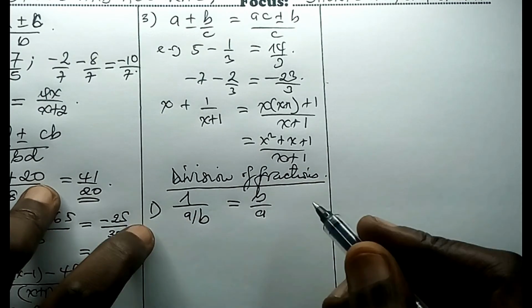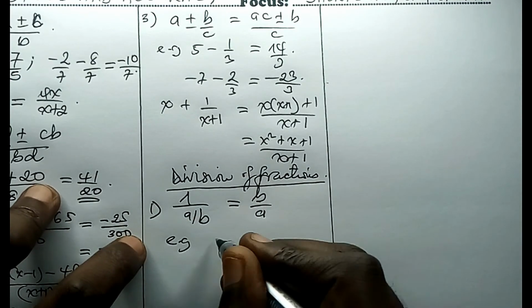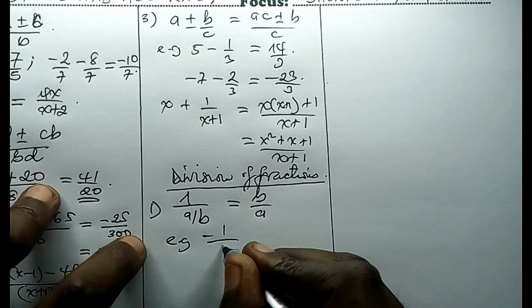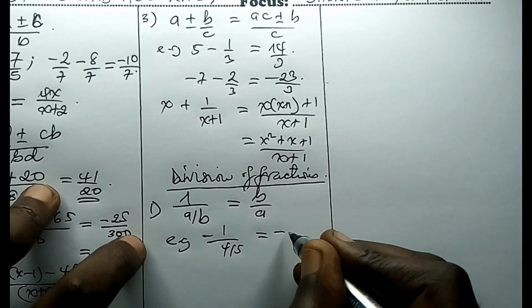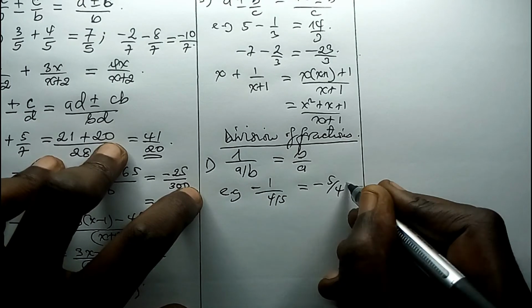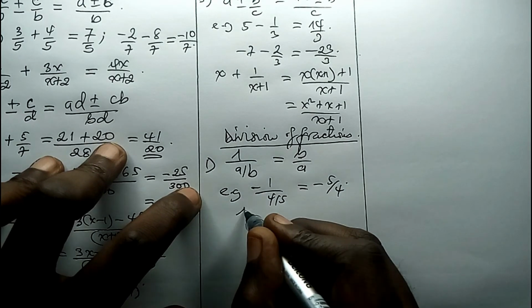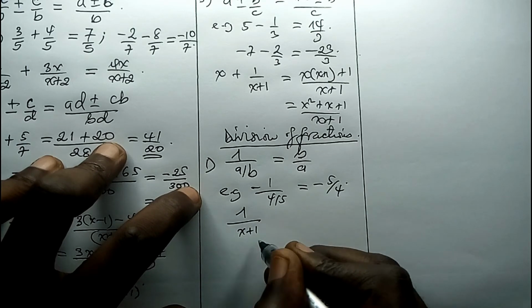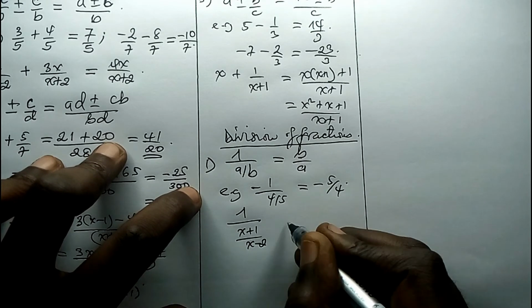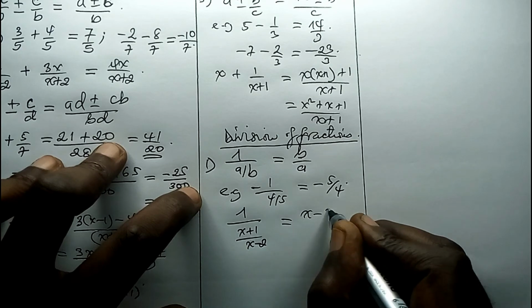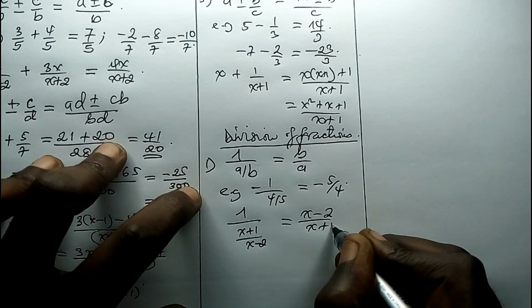Turn the fraction over. So if I have negative 1 all over 4/5, the answer is negative 5 over 4. If I have 1 all over x plus 1 all over x minus 2, the answer is simply x minus 2 all over x plus 1.